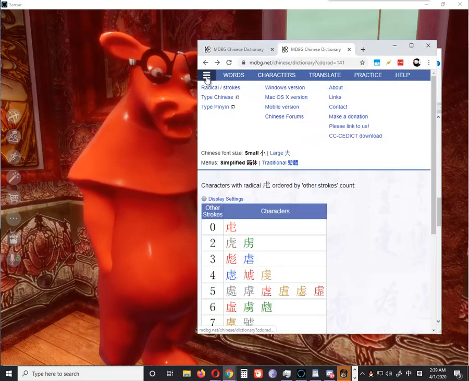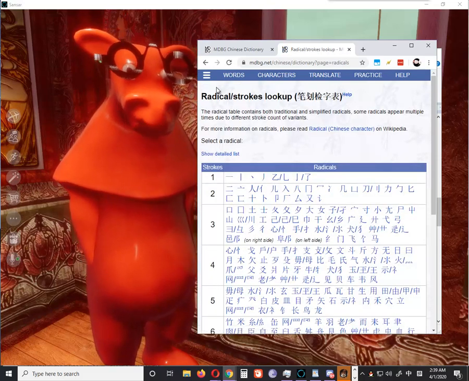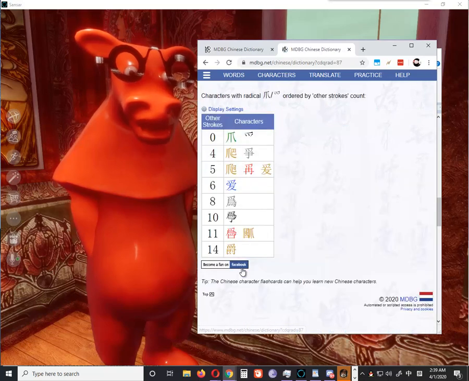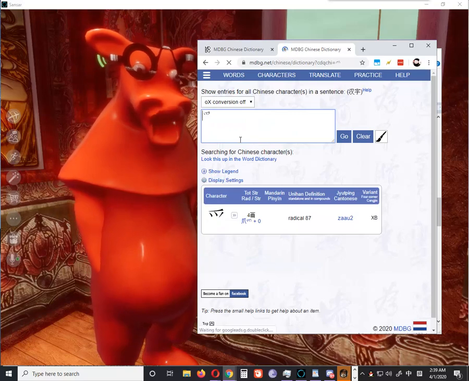So if I go back to my radical strokes, the first thing at the top I might look for is this one right here. You see that? You notice that? You see this guy right here? Isn't that the one that's up there on the top?